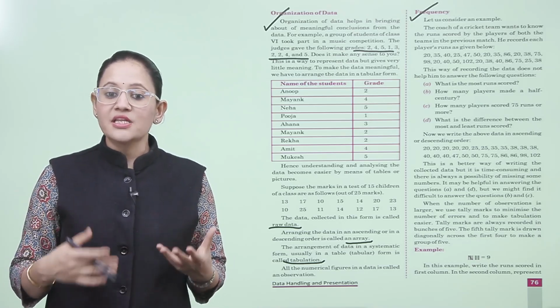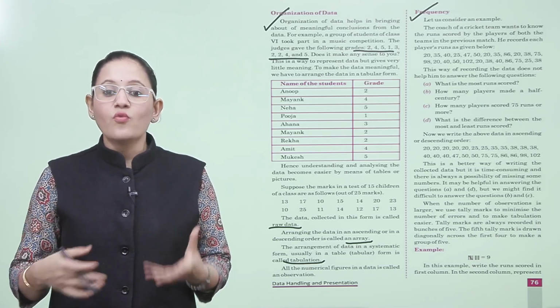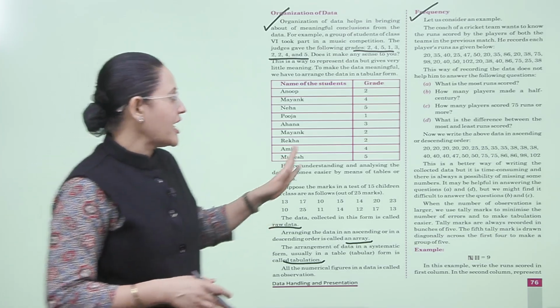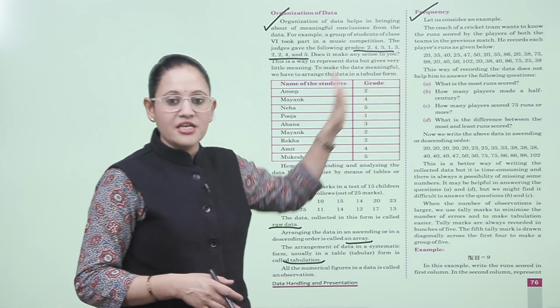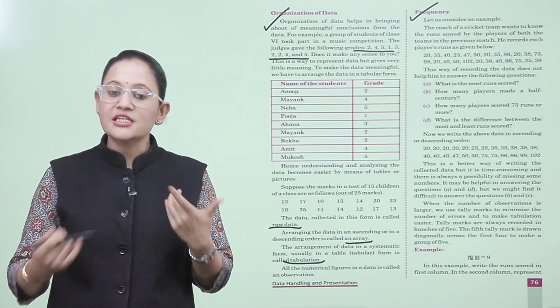How many players made a half century? How many players scored 75 runs or more? What is the difference between the most and least runs scored? By looking at this data, he cannot answer all these questions. So, what do we have to do? We have to arrange the data.